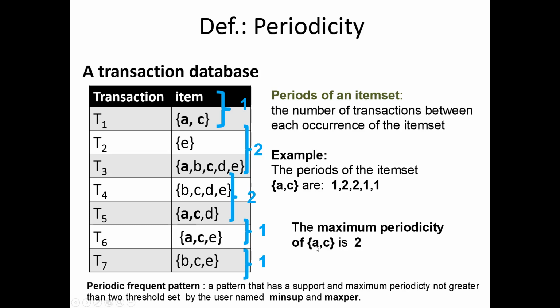That means AC never appear after more than 2 transactions. For example, AC appears at least every 2 weeks if there's 1 transaction every week. So here in my example, I didn't use the time. I just used the number of transactions, but we could change the algorithm also to use the exact time, like hours or days. So a periodic frequent pattern in other papers is a pattern that has a support that is not smaller than the minimum support and a maximum periodicity that is not greater than a maximum periodicity threshold.